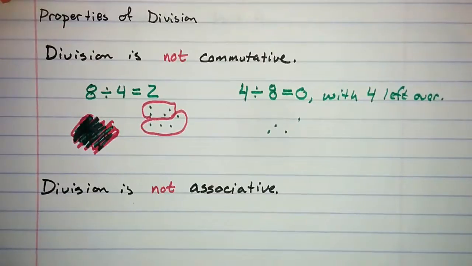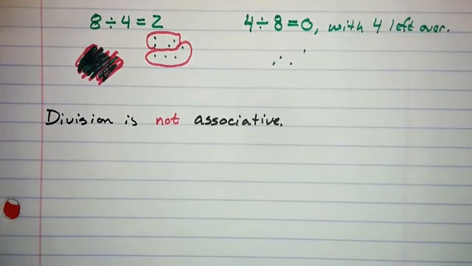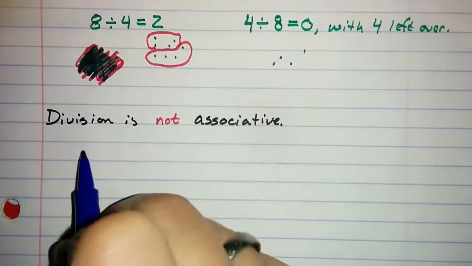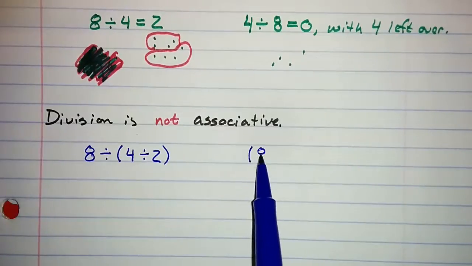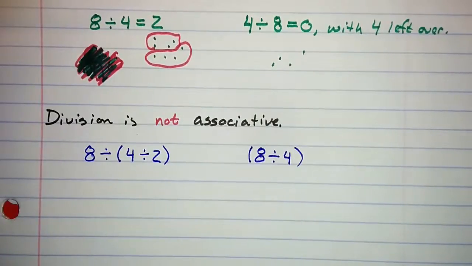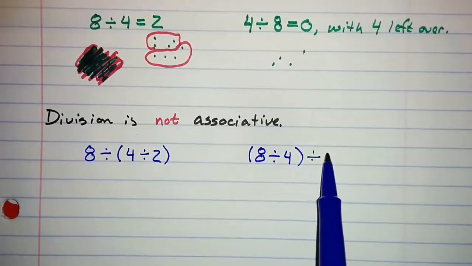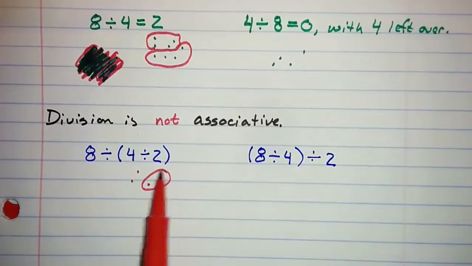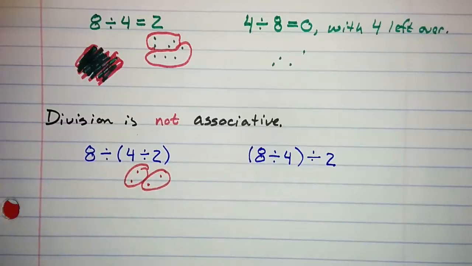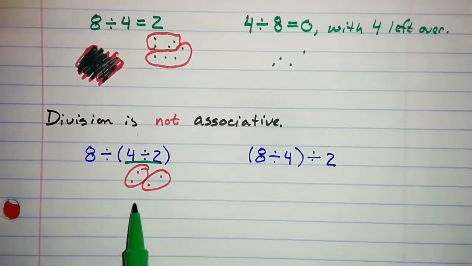Similarly, division is not associative. For example, I might have 8 divided by the result of 4 divided by 2, or I might have the result of 8 divided by 4, divided by 2. What would that work out to? Well, 4 divided by 2, that means I have 4 things, and I take away 2 of them, and then 2 more of them.